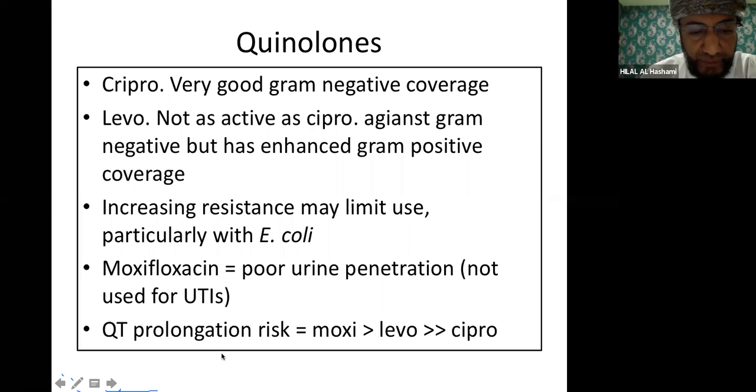Quinolones cause QT prolongation, and the risk is highest with moxi, then levo, and lowest with ciprofloxacin. That's why it's advisable to do an ECG in patients before putting them on quinolones, like ciprofloxacin, levo, or moxifloxacin.